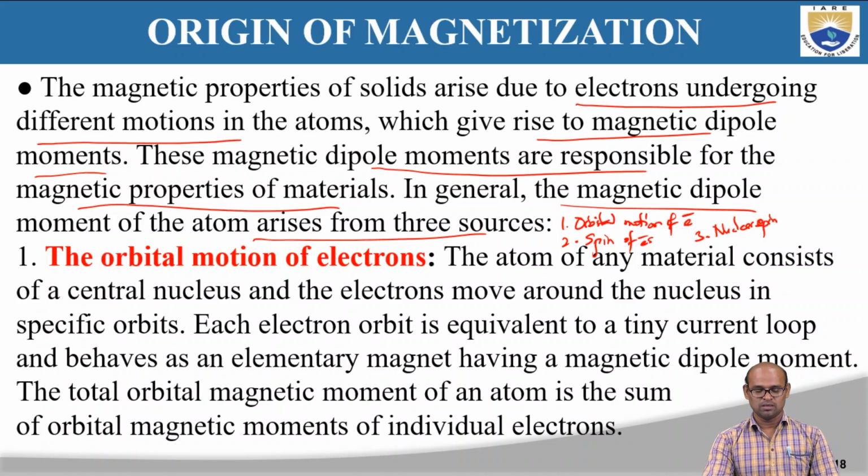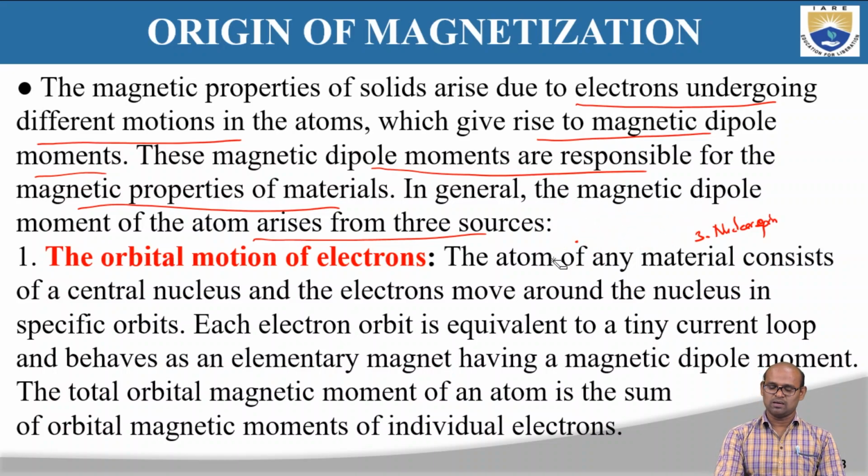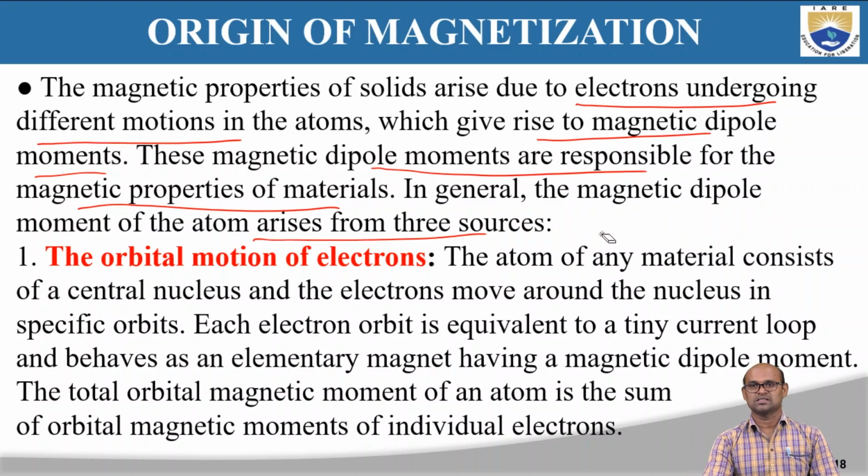So these are the three sources from which we get the magnetic dipole moment: orbital motion of electrons, spin of electrons, and nuclear spin. Because of these magnetic dipole moments, the material gets magnetized. The first origin of magnetization is the orbital motion of electrons. So what is this orbital motion of electrons?